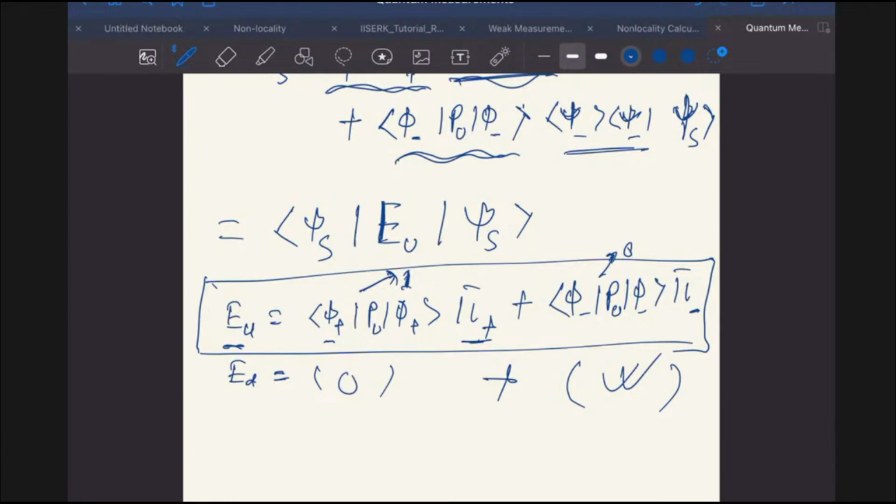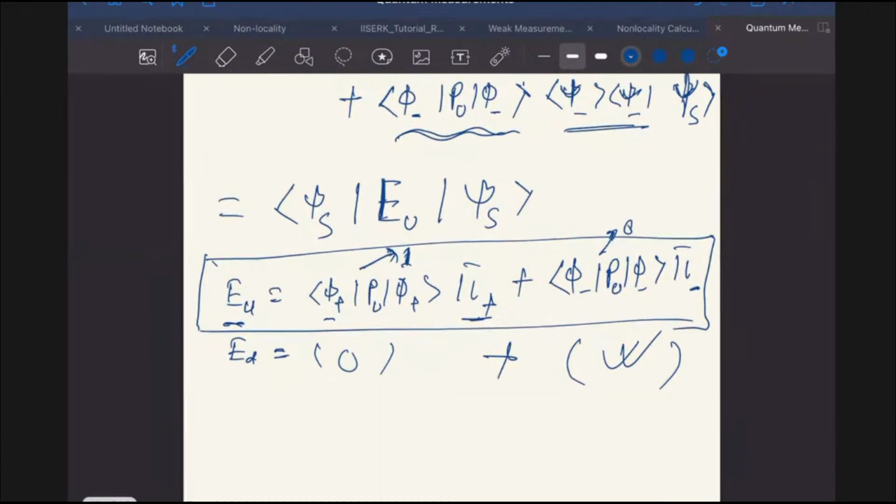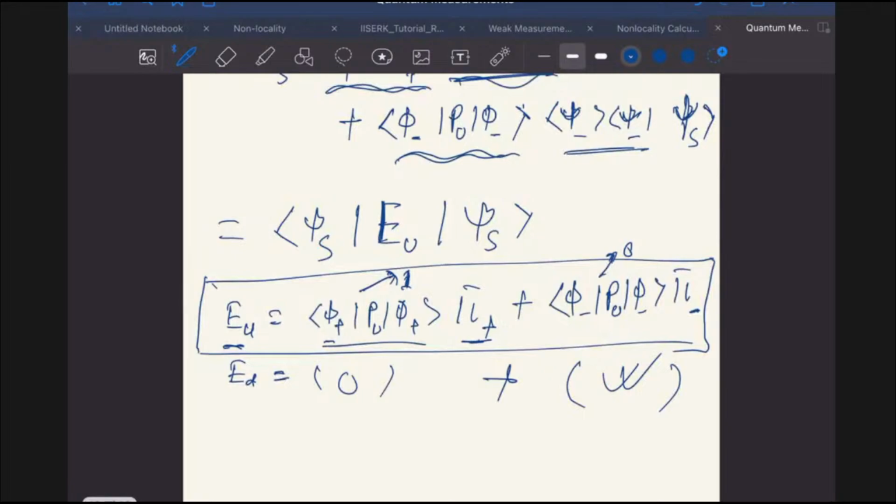And now you can associate it with your previous derivation. Previously we had some probability p times some projector, and 1 minus p times some projector pi minus. So this probability is actually coming from this. This contains the error part of the measurement.